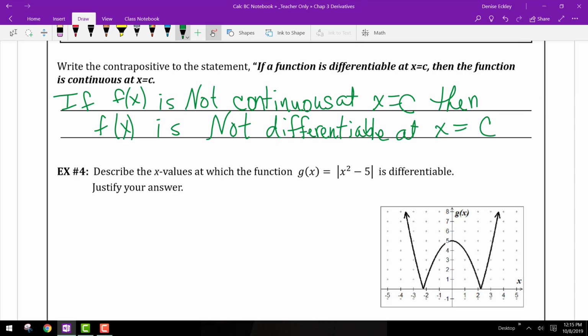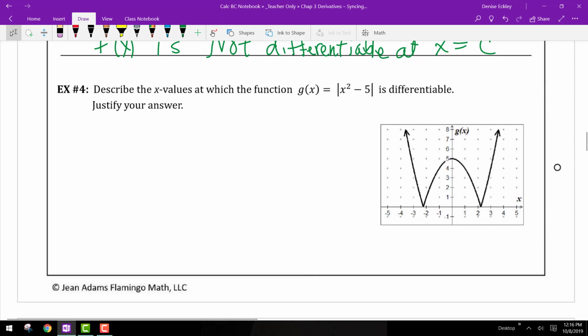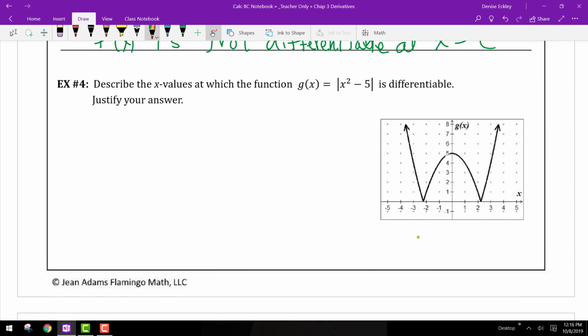Okay, so example 4. Describe the x values at which the function g of x equals the absolute value of x squared minus 5 is differentiable. Justify your answers. Okay, so when you're looking, we have two corners here. So right here we have a corner, and right there we have a corner. So we have corners. And so we want to find where that happens.